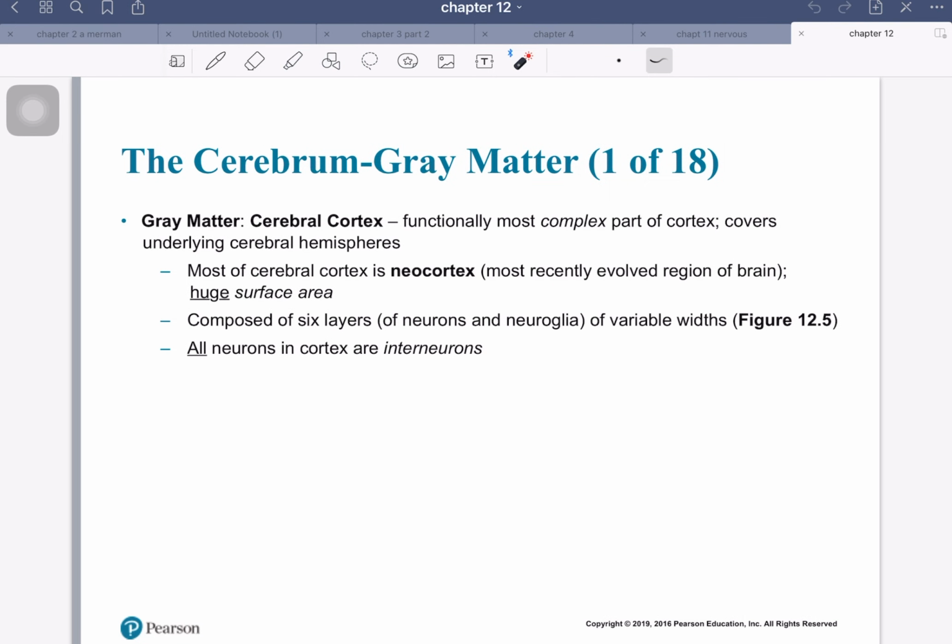Okay, so that was just a quick rundown of the basic architecture and the organization of the brain. We're going to come back and start to look at it in more details in the next video.